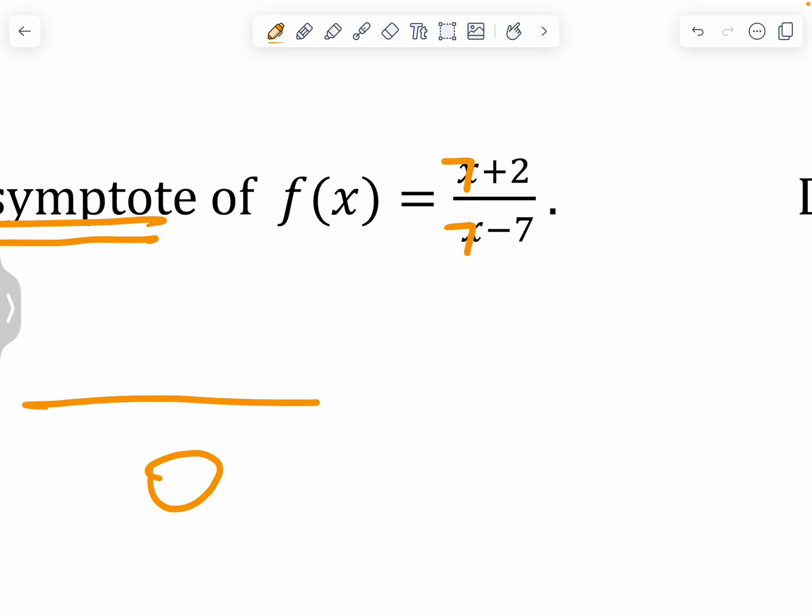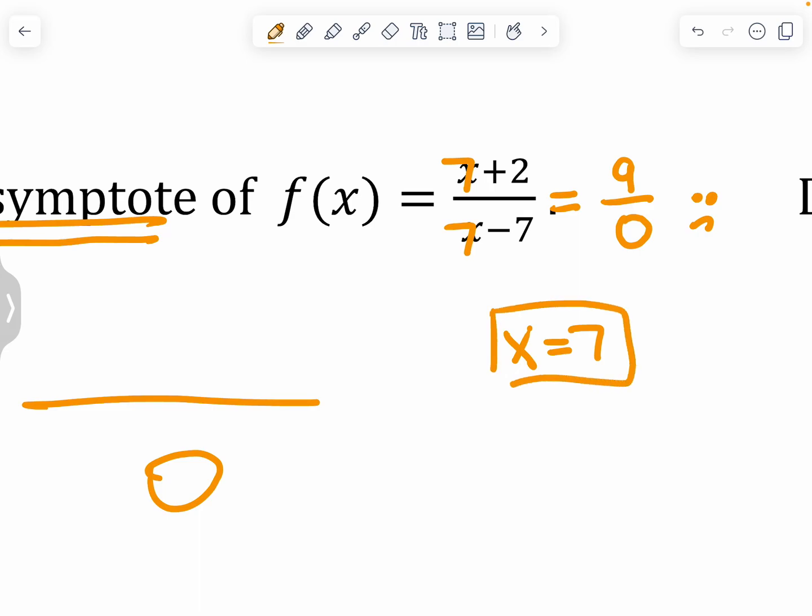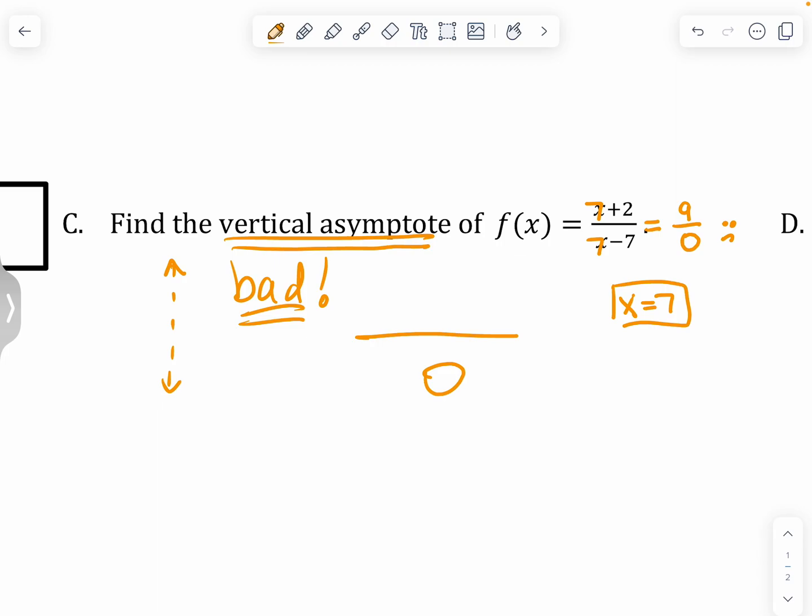Let's just see what happens if we plug in 7, right? If we put 7 in, we get 9 over 0, and that is bad. So x being 7 is very, very bad for us, right? And so what your equation would lead to is that vertical line at 7.